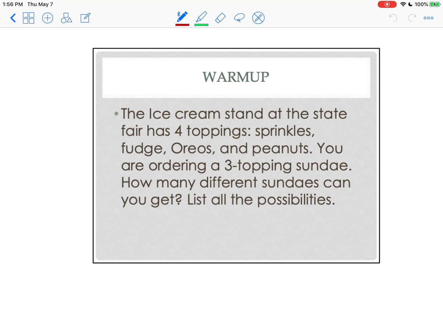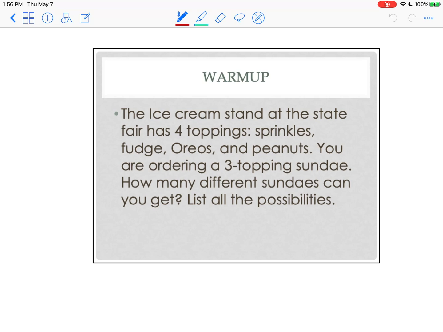Today we're going to talk about combinations, which is a different kind of counting. So let's start with a warm-up, similar to what we did on the last video. The ice cream stand at the state fair has 4 toppings: sprinkles, fudge, Oreos, and peanuts. You are ordering a 3-topping sundae. How many different sundaes can you get?